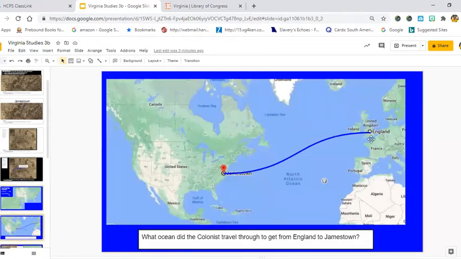There's the pathway that the colonists had to travel from England to Jamestown. So we see they went through the Atlantic Ocean. Over here, of course, is the Pacific.